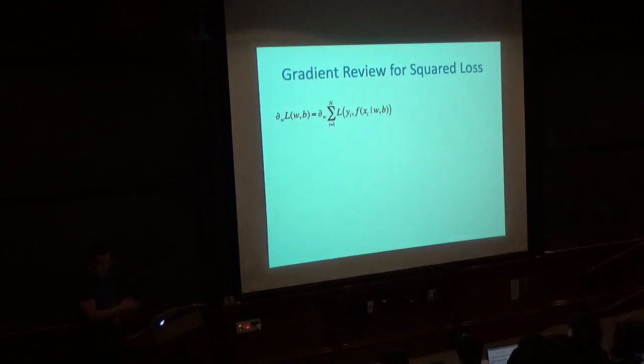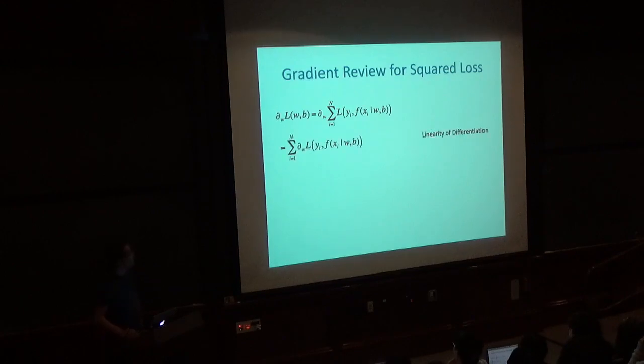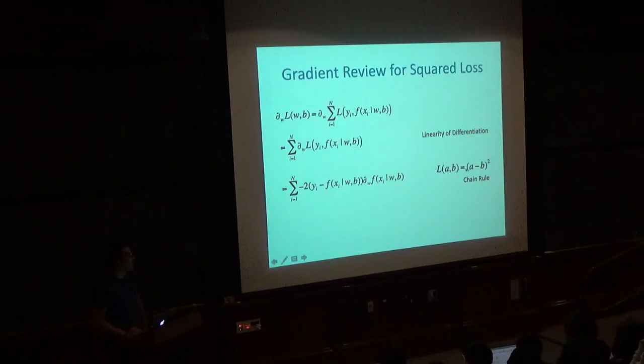So here's the review of how we derive the gradient of the squared loss. This is the gradient of the loss function with respect to the w vector. This is just the definition of the loss function, so we replace this with the definition, which sums over all the training examples. By linearity of differentiation, we can move the gradient operator inside the sum. We use the definition of squared loss and apply the chain rule. The gradient of a minus b squared is 2 times a minus b.